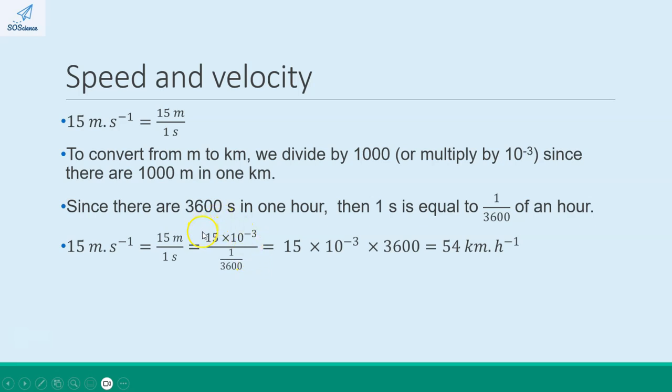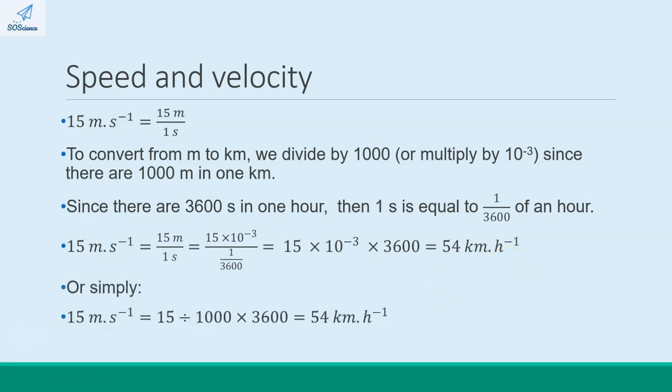Now, you can just plug into your calculator 15 times 10 to the minus 3, or 15 divided by 1,000, divided by 1 over 3,600, and you'll get to this answer. Alternatively, this value divided by 1 over 3,600 is the same as saying this value times 3,600. This step over here is not important. I just wanted to show you all the steps leading up to the final answer. So 15 times 10 to the minus 3 times 3,600 will give you your answer of 54 kilometers per hour.